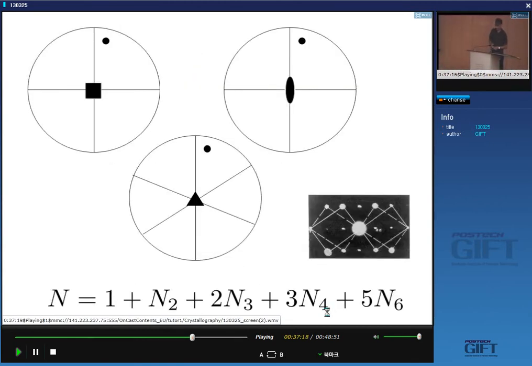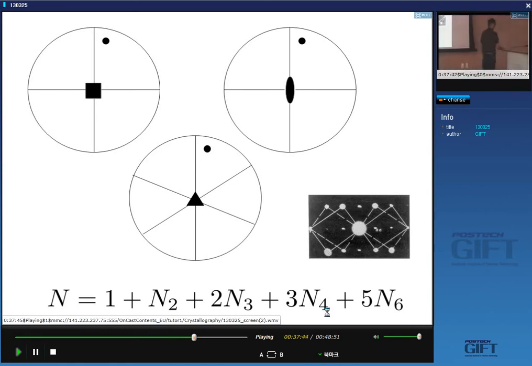And just to illustrate that, this is the number of symmetry related operations you will have. If you have a dyad, then it will be 1 plus the number of dyads, 2 times the number of triads, 3 times the number of tetrads. So in a cubic system, let me first of all show you why.